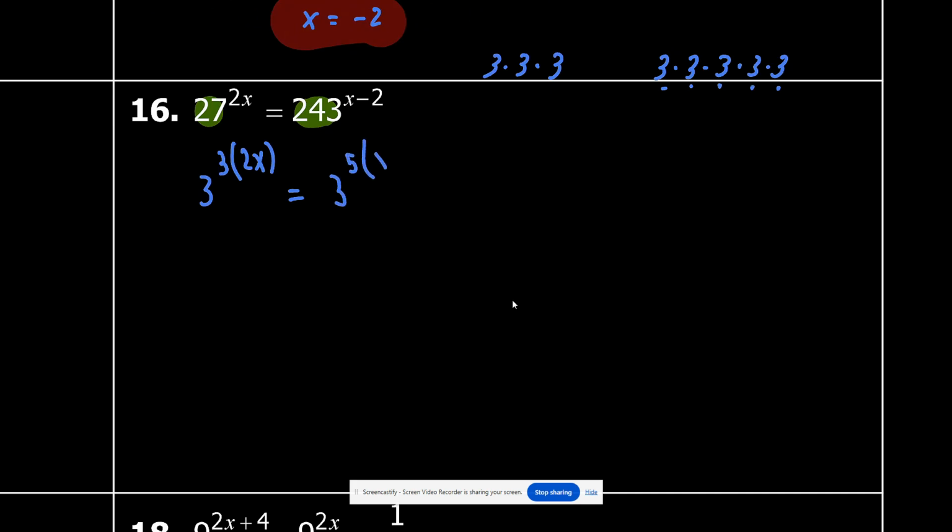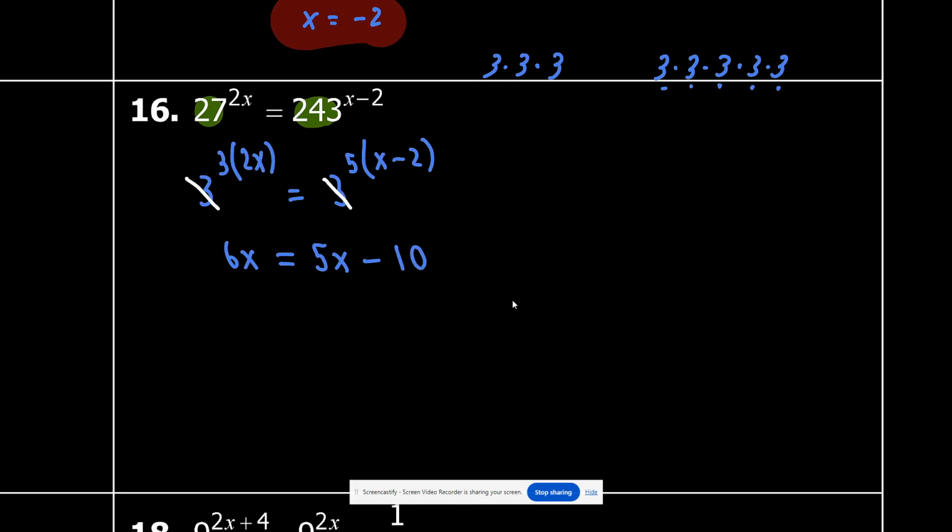And don't forget, there was an x minus 2 already there. So we did that for what purpose? So we could cross or drop our bases. Now, what does that leave me with? Well, 3 times 2x is 6x. And that equals 5 times x, 5x. 5 times negative 2, negative 10.